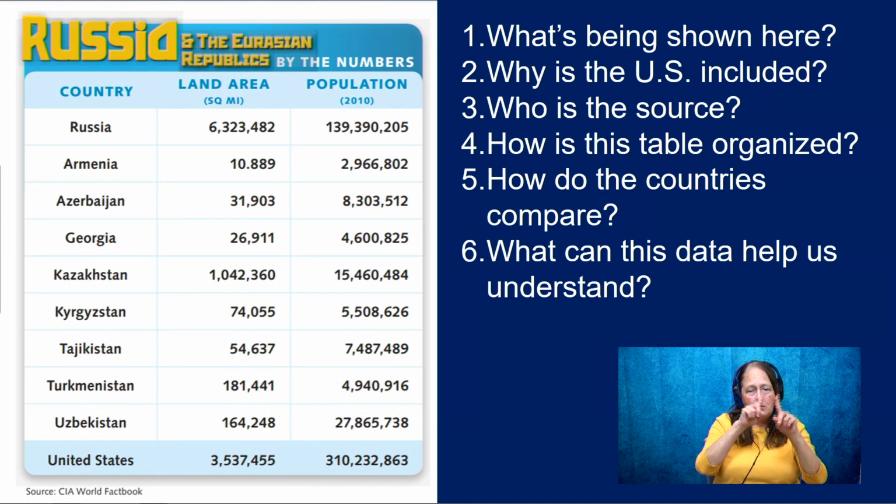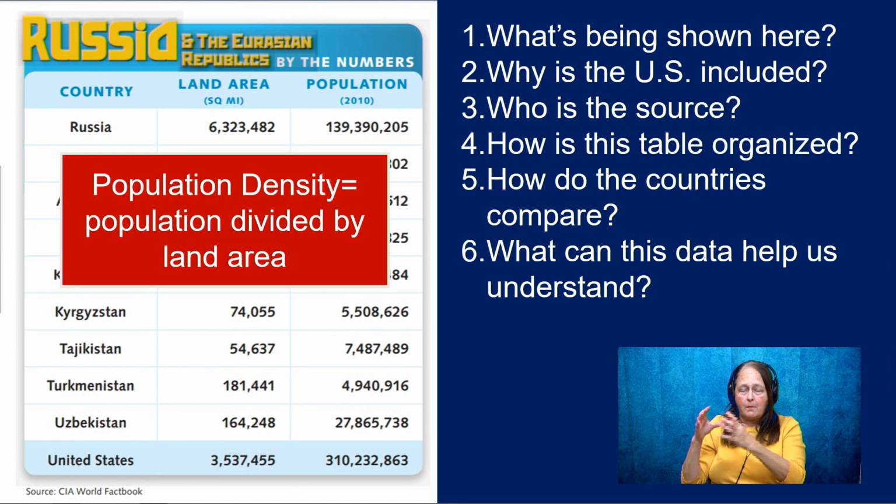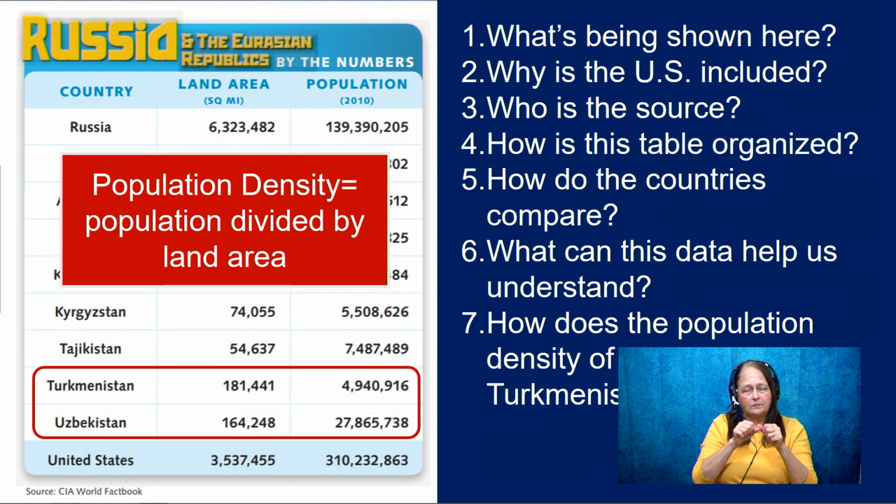One question is, what can this data help us understand? Well, we can look at this in terms of land area and population, and remember, population density is calculated by taking population and dividing it by land area. So that helps us compare countries in terms of their population density. If you look at Turkmenistan and Uzbekistan, both of those countries have very similar land areas. But then look at the population, and you'll see that Uzbekistan has a much larger population and therefore a much greater population density than Turkmenistan does.